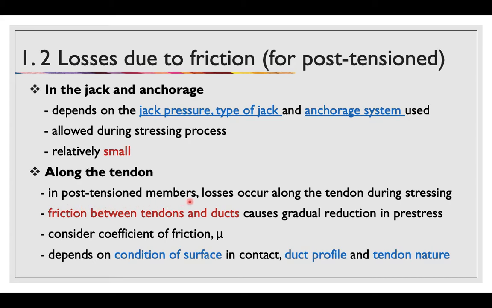In post-tension members, losses occur along the tendon during stressing. Friction between tendons and ducts causes a gradual reduction in the pre-stress. We know that when we talk about post-tension structure, it means that we are going to apply ducts, and the tendons will go through the ducts. So we are going to consider the coefficient of friction, which depends on the condition of the surface in contact, the duct profile, and also the tendon nature.